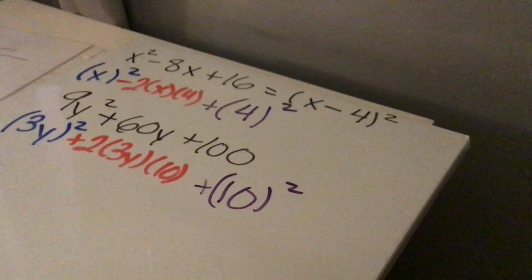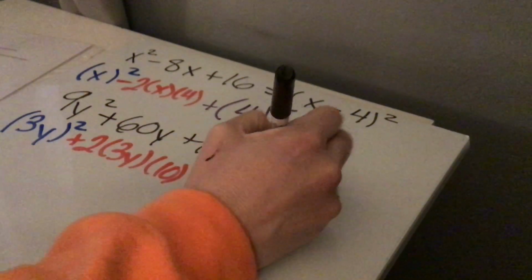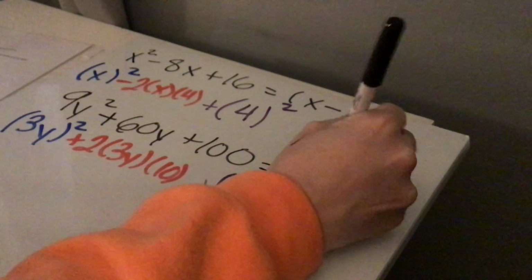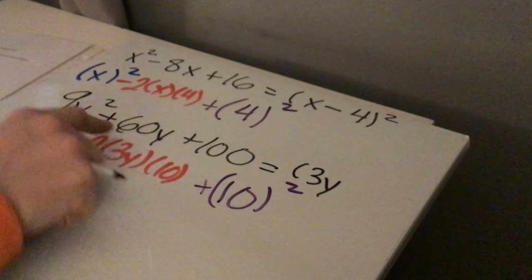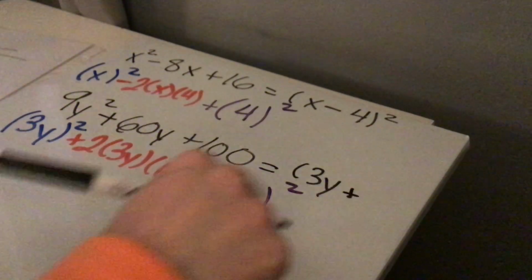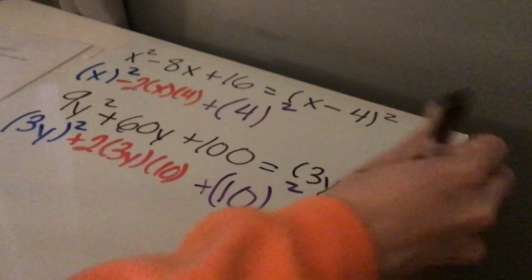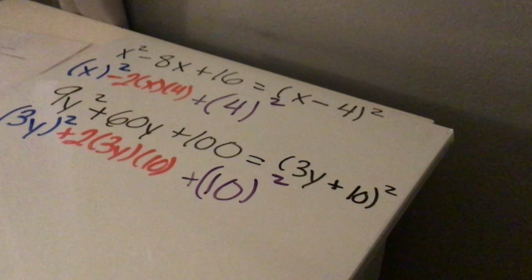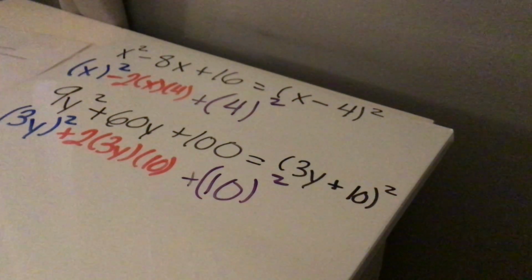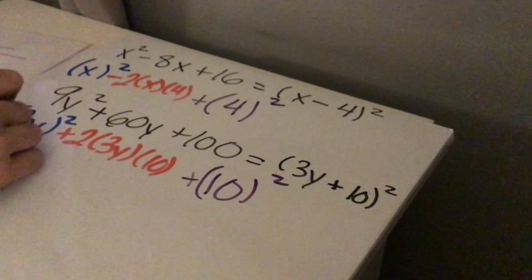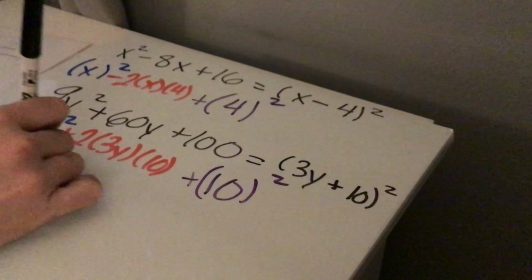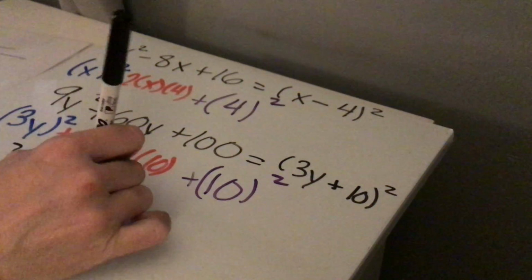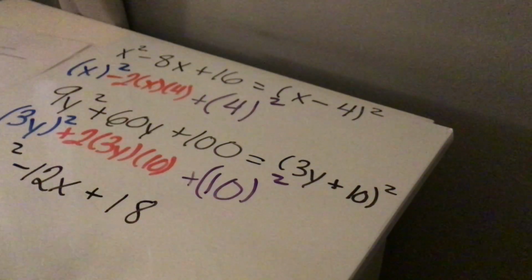So it is. So this is a perfect square trinomial. So the first term was 3y. Then it's plus, so I'm going to add the second, 10, and I'm going to square the whole thing. So I get 3y plus 10 squared. Okay? Then something like 2x squared minus 12x plus 18.